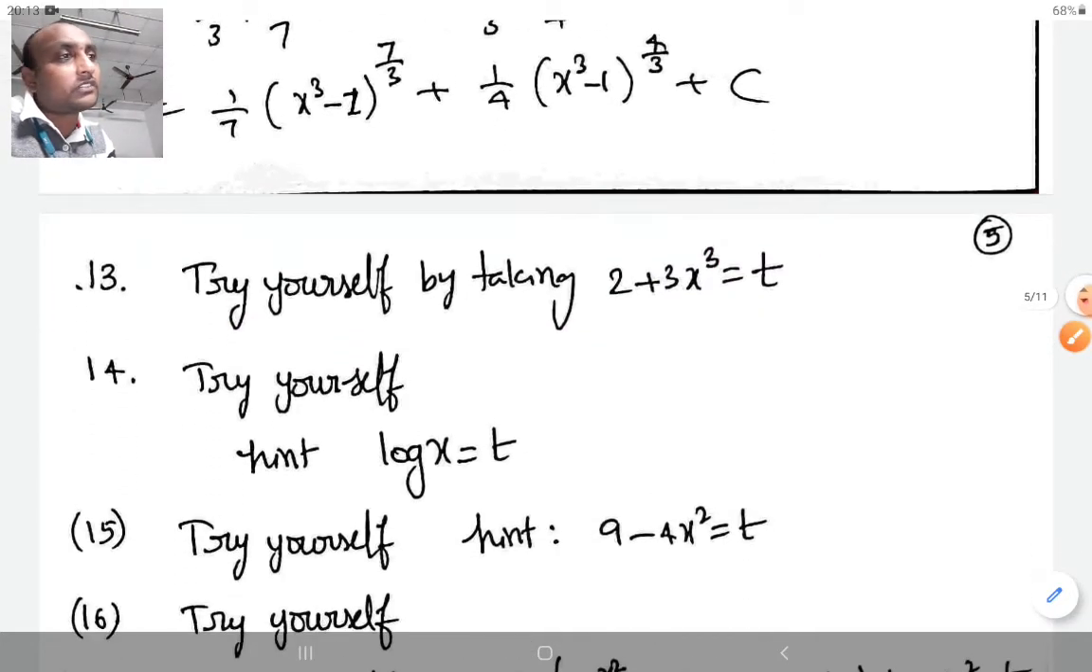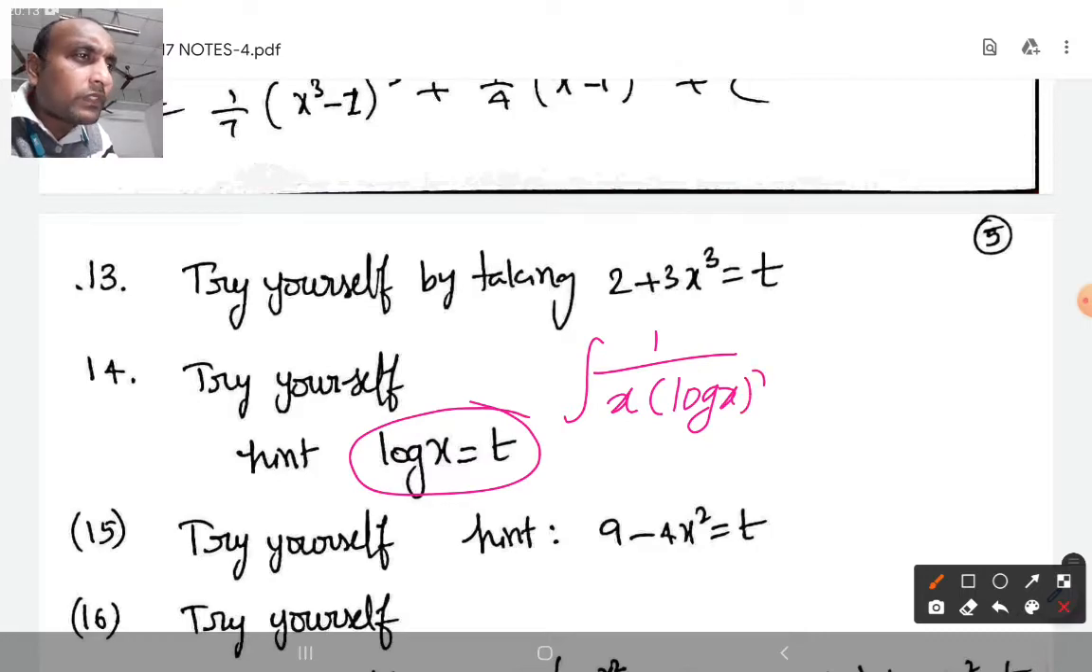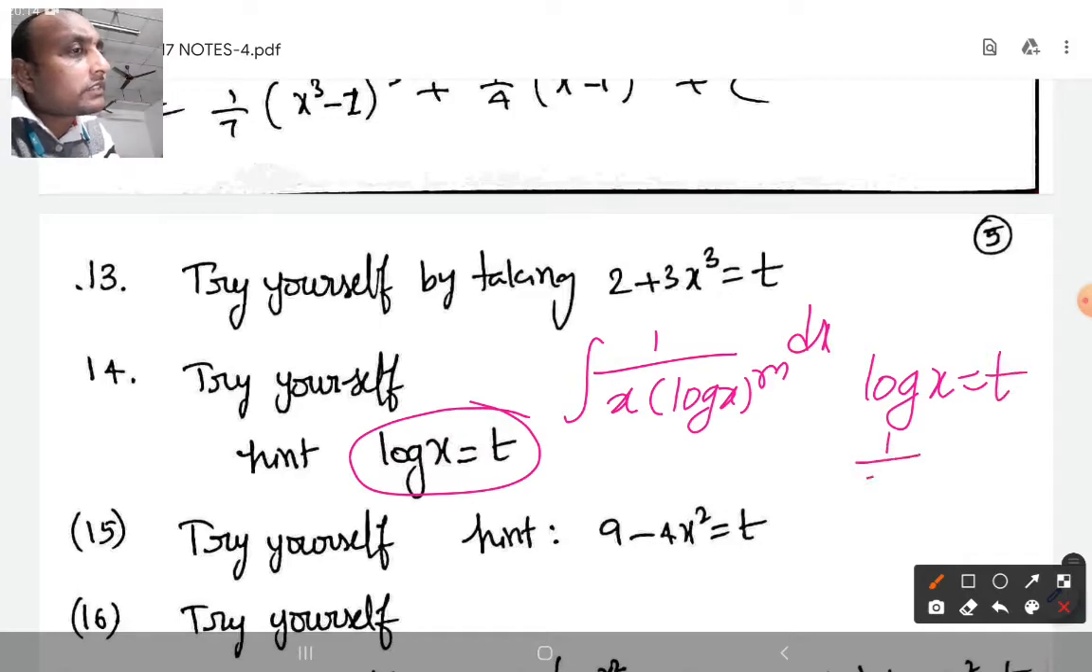13th question. 14th question, by taking log x is equal to t, you will get it. What is given in the 14th question? The 14th question is 1 by x into log x whole power m. Let me try. 1 by x into log x whole power m into dx. Take log x is equal to t. So then what is the derivative of log x? 1 by x into dx is equal to dt.